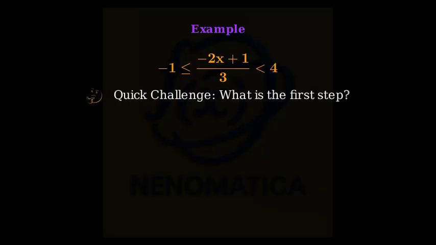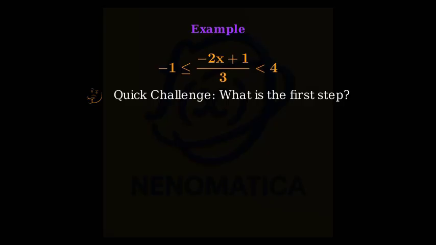We will solve the compound inequality exactly following the steps shown in the reference image. The problem is -1 less than or equal to (-2x + 1)/3, which is less than 4. Quick challenge. Can you predict the first algebraic move we will make?